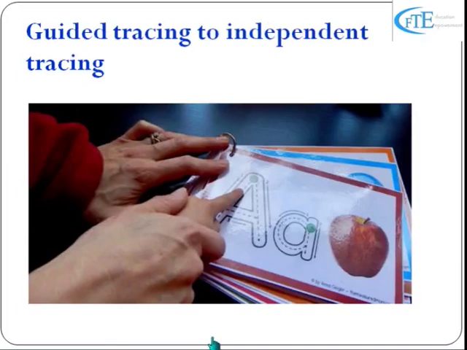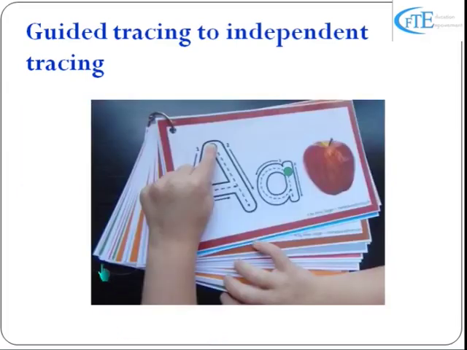First, the child is guided. An adult holds the child's hand and gets the child to trace following the given arrows. Then the child has to trace independently, saying the name of the letter and the sound.